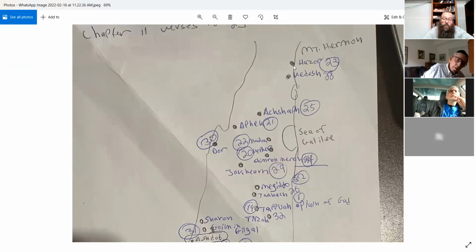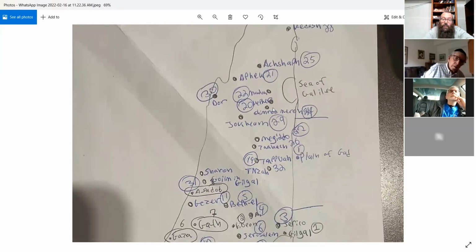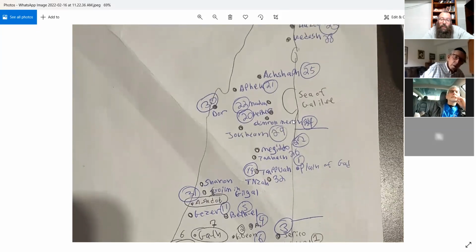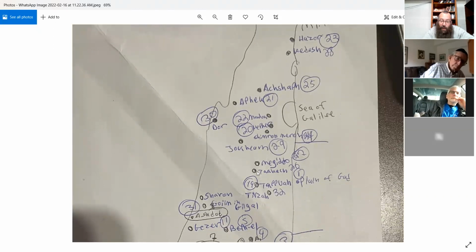Melech Shimron Maron, 24. Where is that over here? Melech Shimron Maron is right over here. Shimron Maron would be right over here. Melech Achshov, number 25, more to the north over here. Melech Tanach, that is 26. Where is Tanach? Where is number 26? Here, right here, Tanach over here, then to the north of that, Melech Migdo, 27, Melech Kadesh, all the way going up to 28.